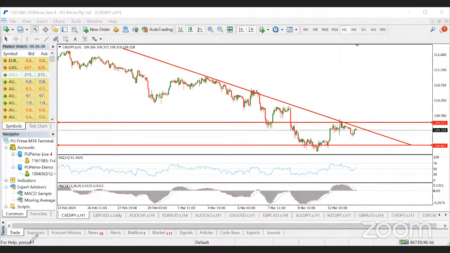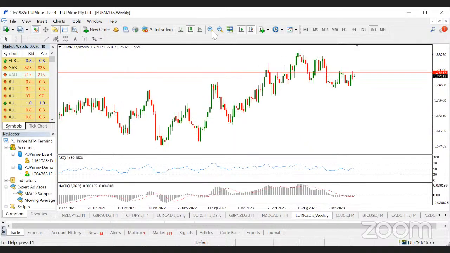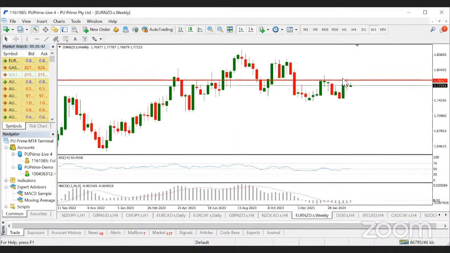And finally, the last one is a swing setup. So if you're a swing trader, you have a setup to watch, and that is the Euro New Zealand. Like I said, this is for swing traders. So if you are not a swing trader, just take the CAD JPY pairs, that's intraday setup. That's good enough for you. This one is for swing traders.